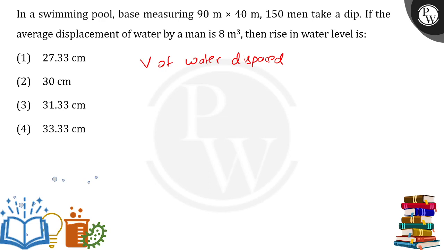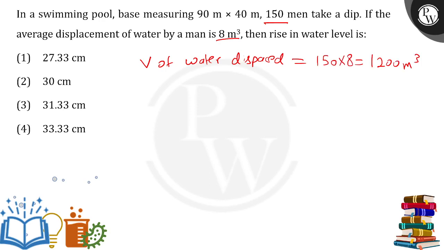So what we need to do? For the volume of the water displaced, one thing I mentioned wrong over here: it is not the height of the men, it is 150 men. The number of men who have taken a dip, or I must say who are swimming, is 150. So one man is making a displacement of 8. So total water displacement will be 150 into 8. A simple thing to understand. This is 1200 meter cube. This much is the water displaced.